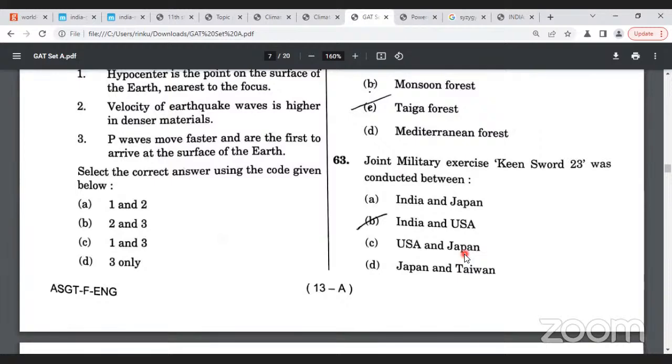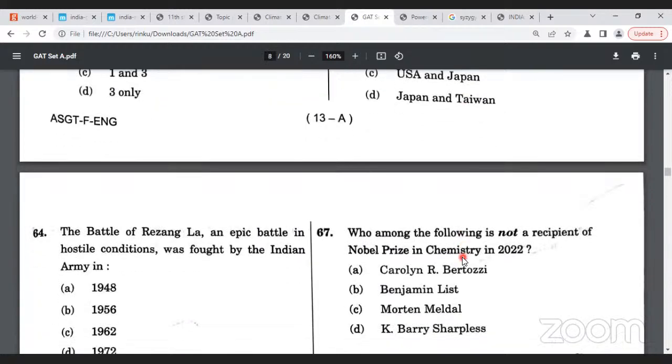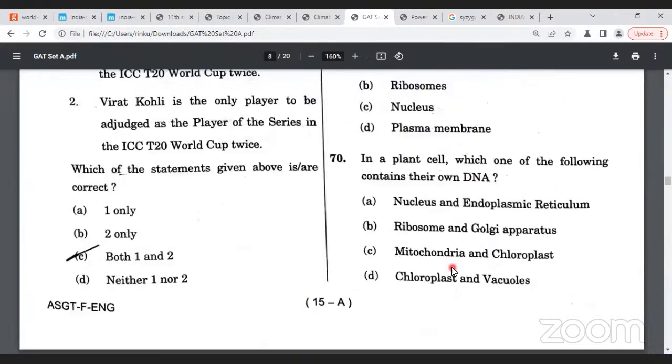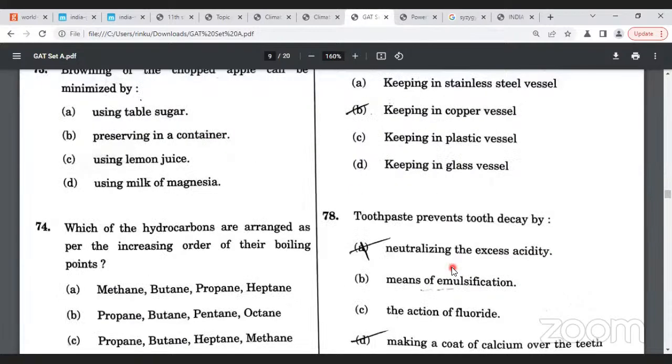Next, no, this is not a geography question. We'll look for more geography questions. Go to question number. I can see a question number.